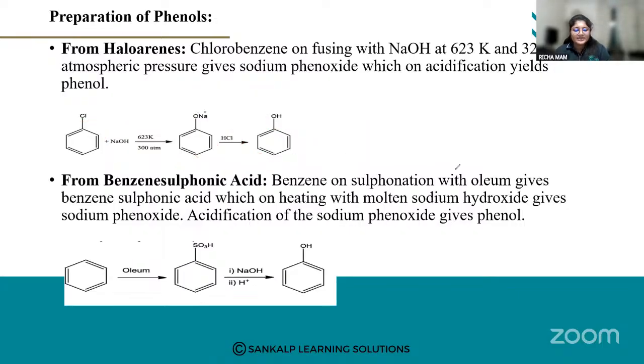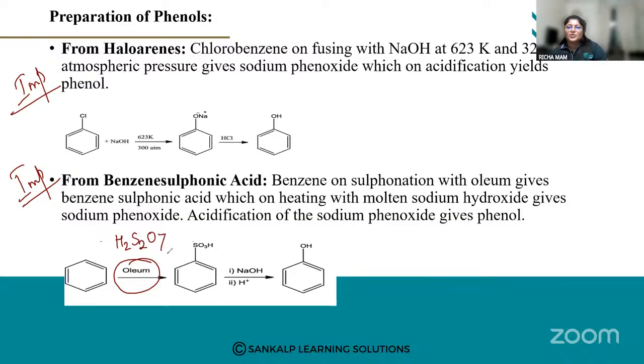Then the next is from benzene sulfonic acid. Very, very important, mark this as important. Both of these are very important. So, benzene: first we are sulfonating it using oleum. What is oleum? They'll ask you the formula of oleum. It is H2S2O7. So first we sulfonate the benzene with oleum to form benzene sulfonic acid.